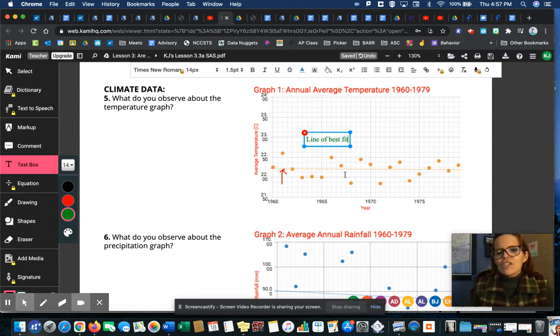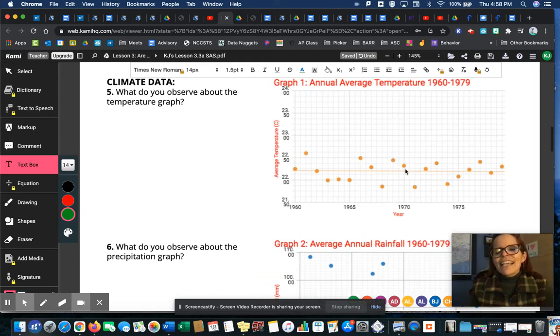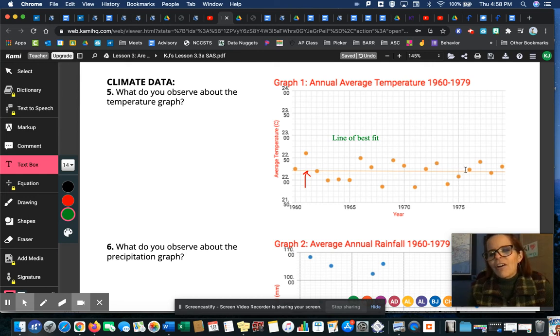So the average temperature here, what do we notice is happening? I don't see any change in temperature at all. Even though there are lots of fluctuations, the average temperature hasn't changed one bit. So during that time, temperature was not changing. We could write that easily enough.